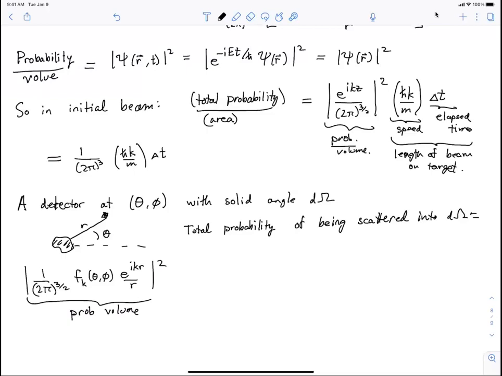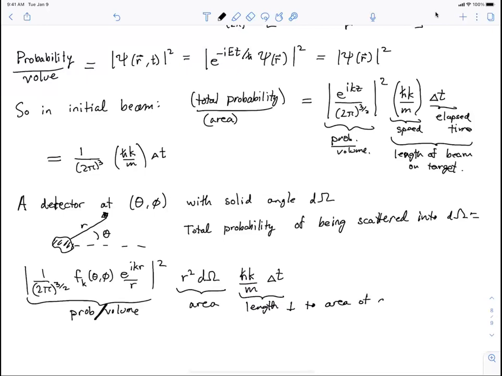Okay, and then we're going to multiply by the area of the detector, which is R squared times the solid angle. And then finally, this is probability per unit volume, sorry. And then to cancel the volume, we also need to multiply again by the speed, which is h bar k over m, times the elapsed time. Okay, so this is the length perpendicular to the area of the detector. And so we're counting up how many particles we should see if we wait a length of time delta t.